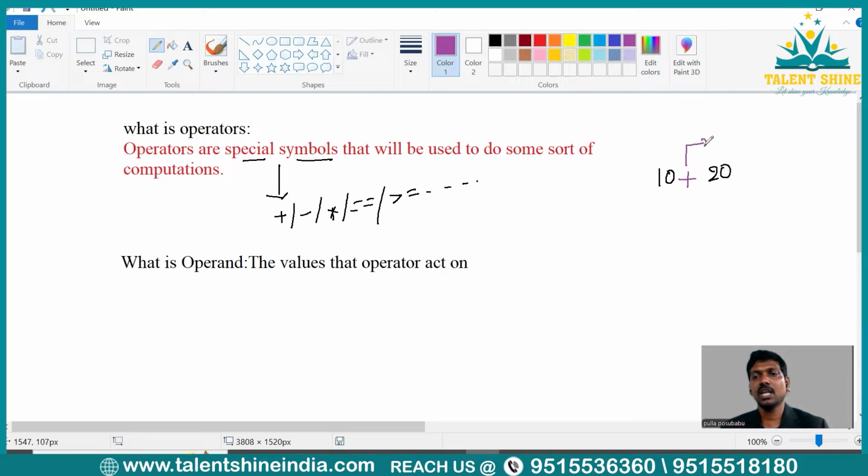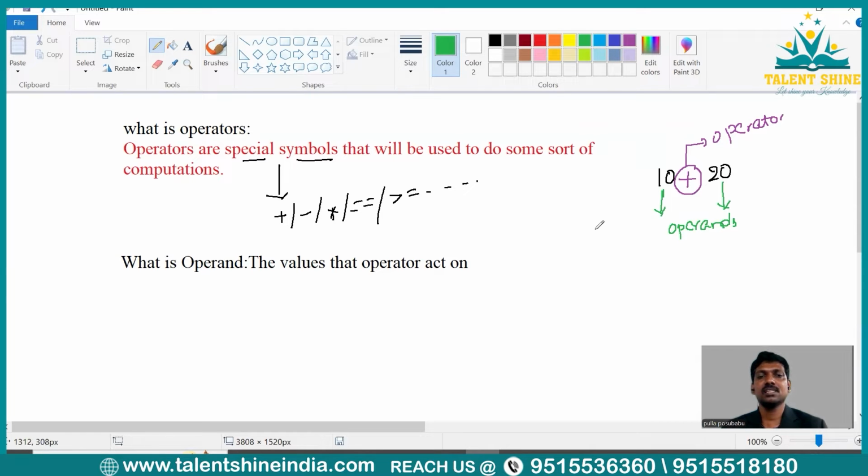Now, this is an operator, which is a special symbol. This operator acts on these values, here 10 comma 20. So 10 and 20 are values. This operator acts on these values, hence 10 comma 20 we can call operands. The operator acts on operands. So here 10 comma 20 are operands. I hope everybody is clear, right?